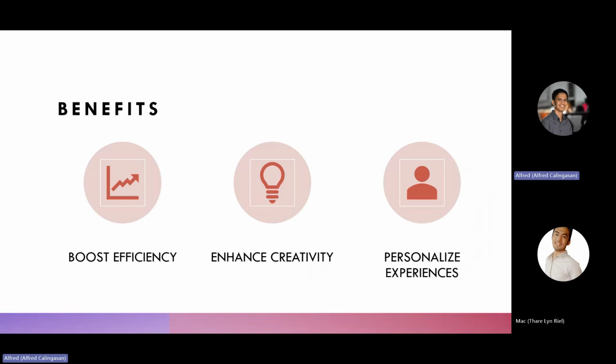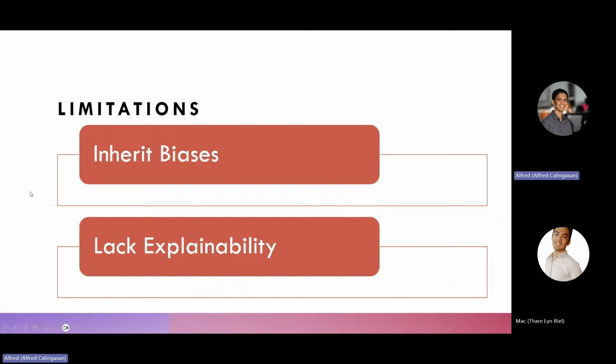satisfaction. However, it's important to acknowledge the limitations of generative AI. These models can inherit biases and lack explainability. So if the training data is biased, then the generated outputs might reflect those biases.